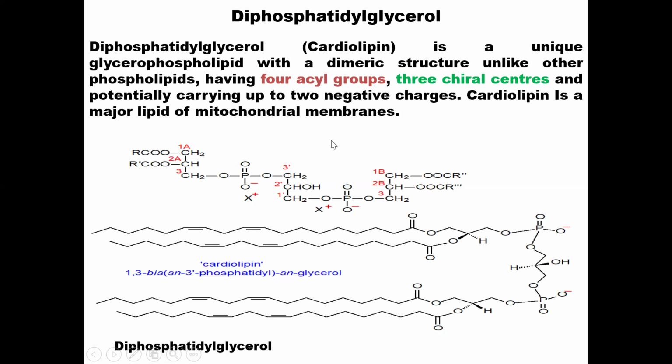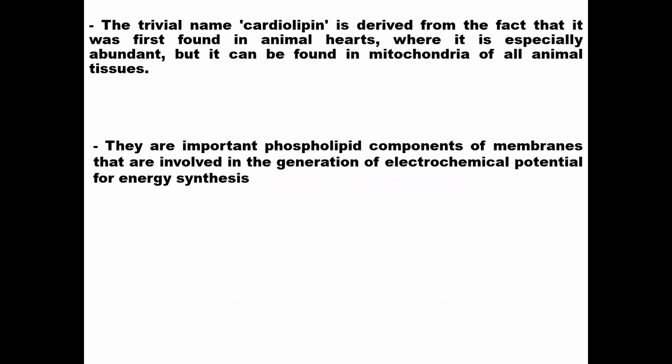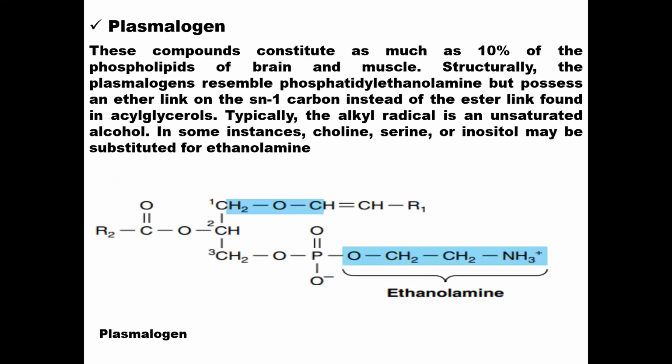So cardiolipin is a major lipid of the mitochondrial membrane. The trivial name of cardiolipin is derived from the fact that it was first found in animal hearts, where it is especially abundant, but it can be found in mitochondria of all animal tissues. They are important phospholipid components of membranes that are involved in the generation of electrical potential for energy synthesis.